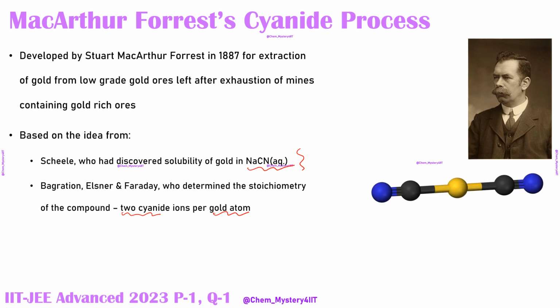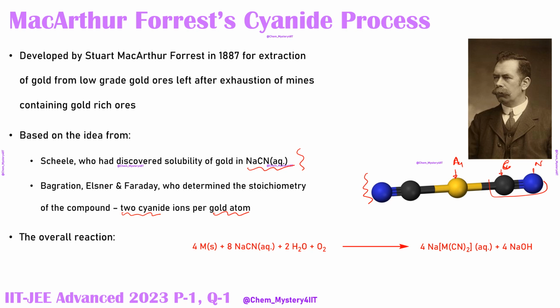This is basically the structure of the compound which the MacArthur Forrest cyanide process results in. Here we are representing the gold, that's carbon, and that is the cyanide. So these are cyanide ions, and this is the gold. That same kind of structure exists for argentocyanide, that is silver cyanide, as well. This is aurocyanide, which is for gold cyanide. Now, the overall reaction which the MacArthur Forrest cyanide process involves is called the Elsner reaction. That's this reaction, where the metal can be either silver or gold.